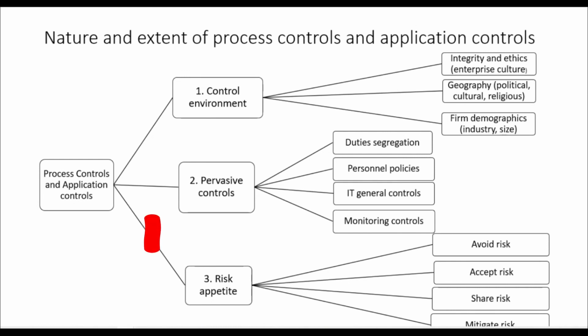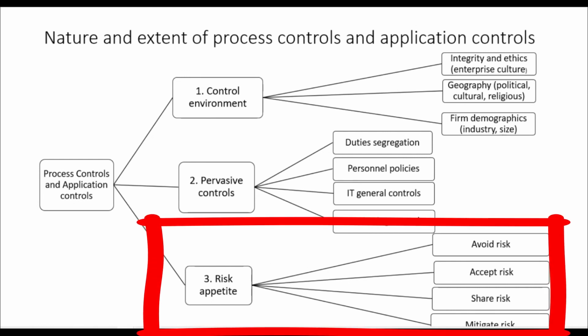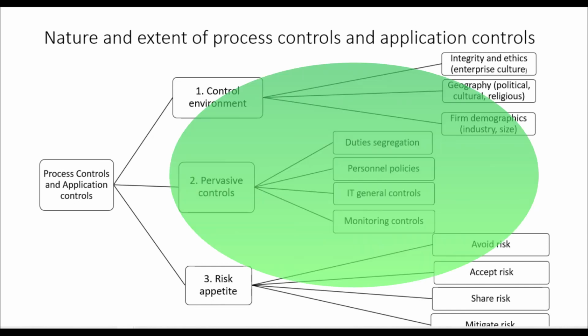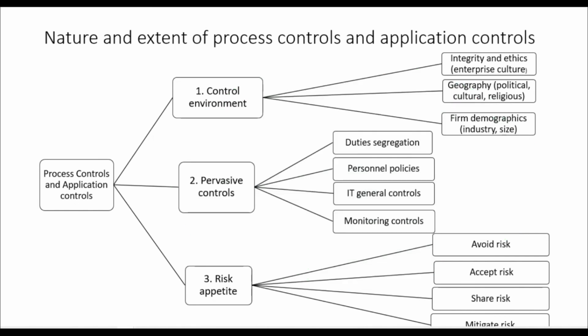Then the risk appetite is to what extent an enterprise avoids risk, and on what they avoid risk, accept risk, share risk, and mitigate risk. So all these are interdependent and they inform each other, and therefore they should be looked at in an integrated, holistic manner rather than individually.